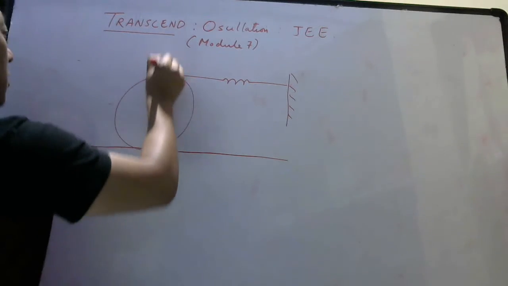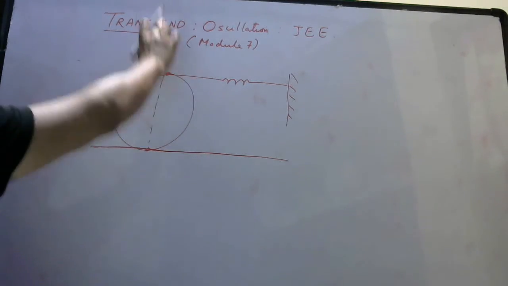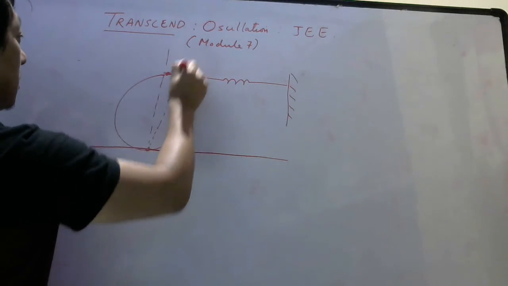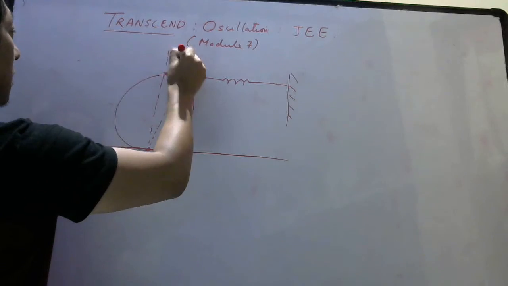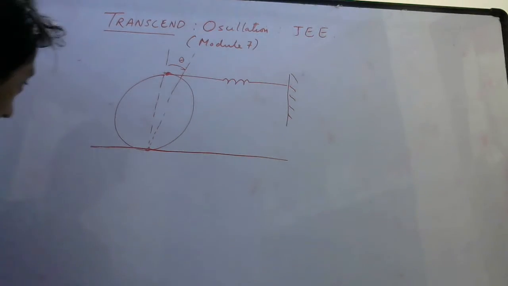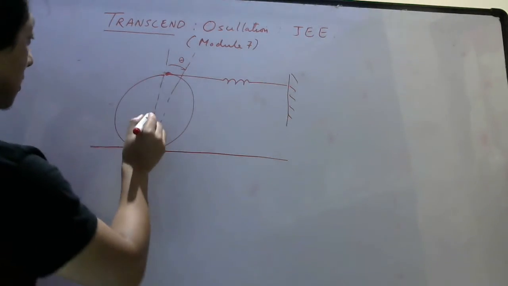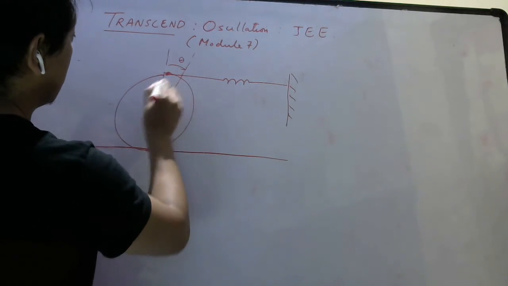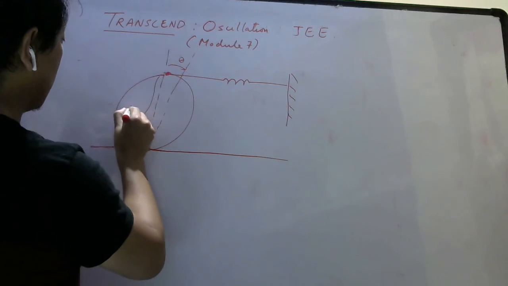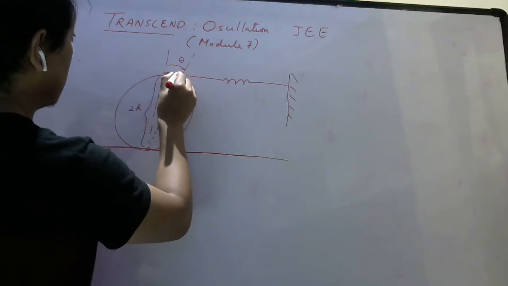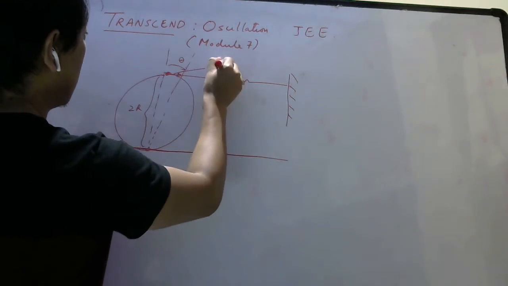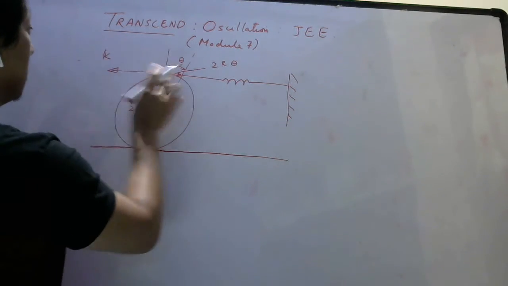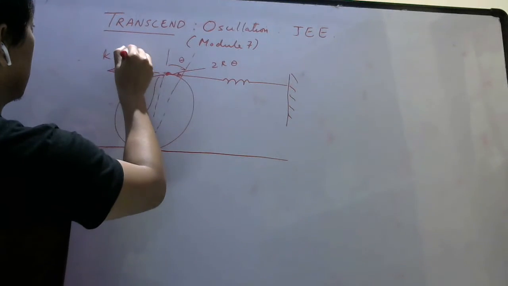Now again the same story. Right now this is in equilibrium, let's say this line is here. After a certain time, as it oscillates, it covers a very small angle theta. Now I'm not really interested in how much distance the center has moved. I'm interested in this distance, which is your 2r now. So this distance will be 2r times theta. So the spring force will be this way, k times the compression 2r theta.